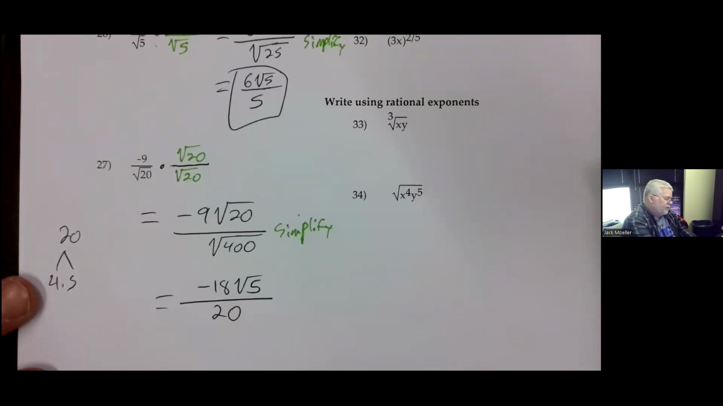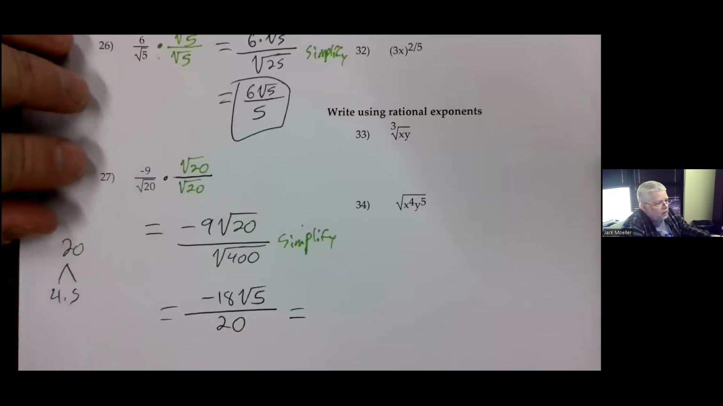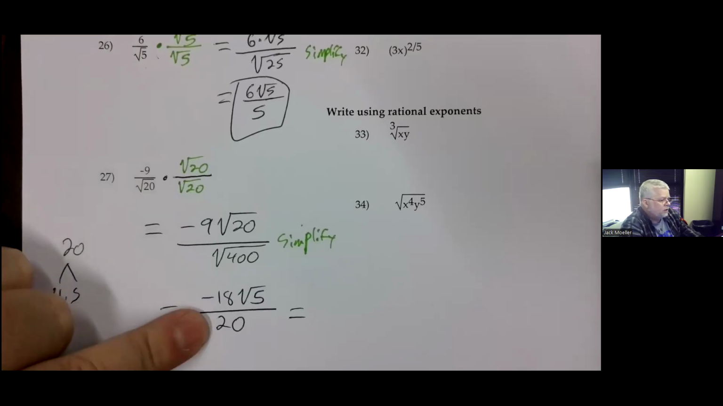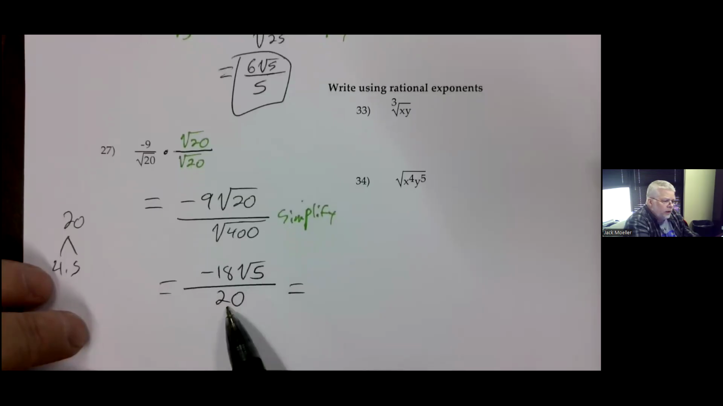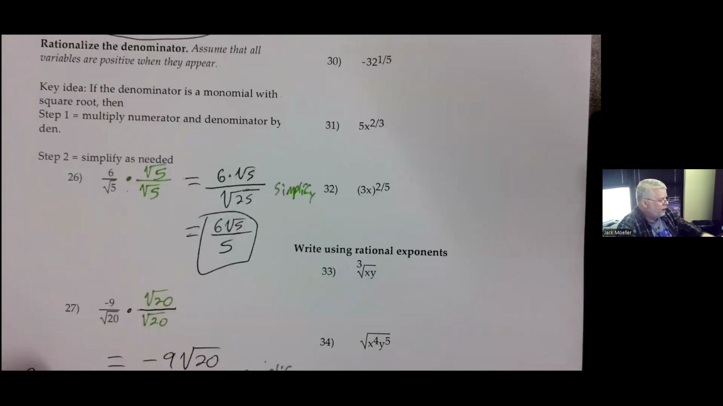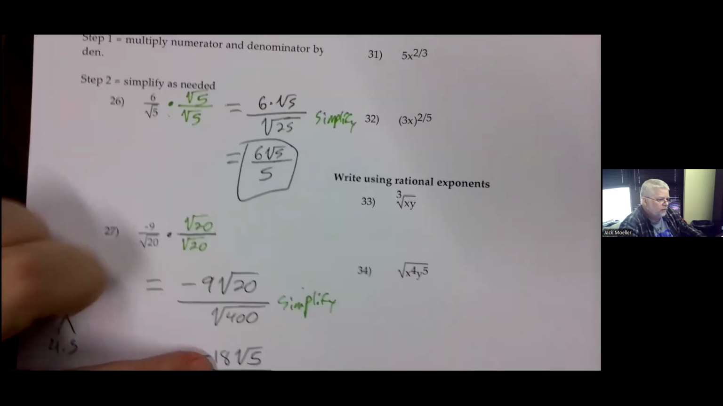No, because we can still simplify. Here's where you have to be careful. And one of the reasons I'm still doing this, rationalize the denominator, even though we don't need it this class, we need to be able to simplify this. So here's a question. Do we simplify the 5 and the 20 or the 18 and the 20? Hopefully you're saying the 18 and the 20, because just like when you're multiplying, you can't multiply what's inside the radical with what's outside. Works the same way with division.